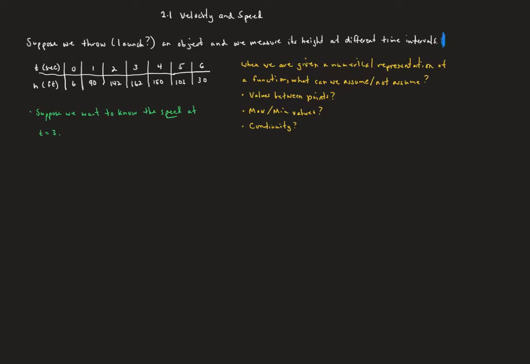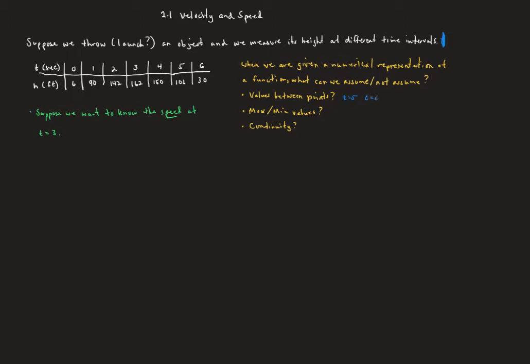Sometimes we may be told things like the function is continuous or differentiable, or that it has a maximum height at, say, t equals 3 seconds, or different things like that. But unless that information is specifically given in the question, it is not okay to assume it. For example, we don't really know what's happening between t equals 5 and t equals 6.